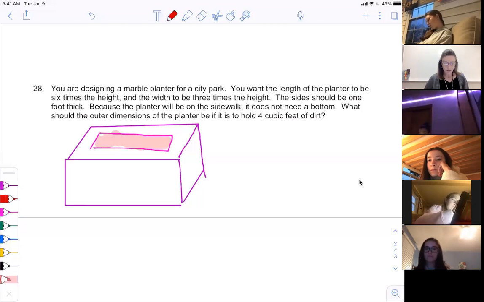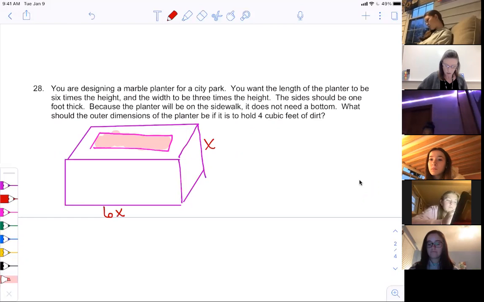You want the length of the planter to be 6 times the height and the width to be 3 times the height. So the height is just X because everything is based off of the height. It says the length is 6 times the height, so my length would be 6X. The width is 3 times the height, so the width is 3X. So whatever they're comparing it to, that's your variable. Comparing it to the height means the height is just X. Everything else is a multiple of that variable.